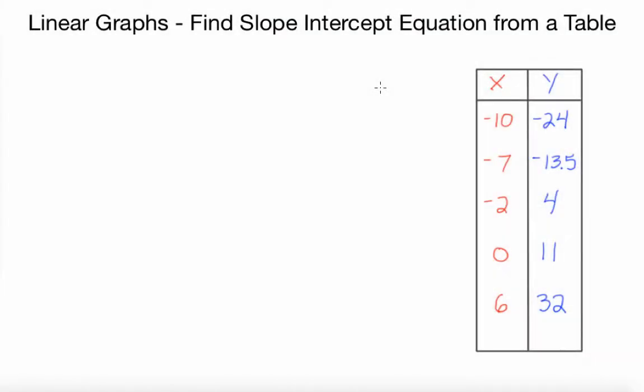Welcome to an algebra tutorial video, working our way through understanding linear graphs and patterns. In this video, we're going to talk about how to find a slope-intercept form equation if all we're given is a table of values. So let's take a look. We've got a nice table of values, some x and y values that relate, but we're trying to put together a slope-intercept equation in the form y equals mx plus b.